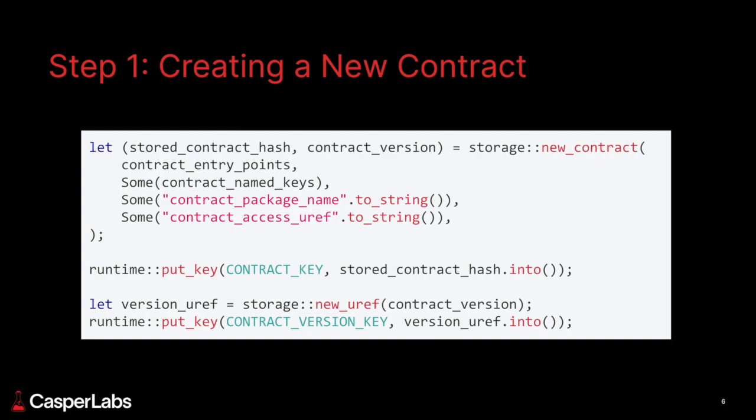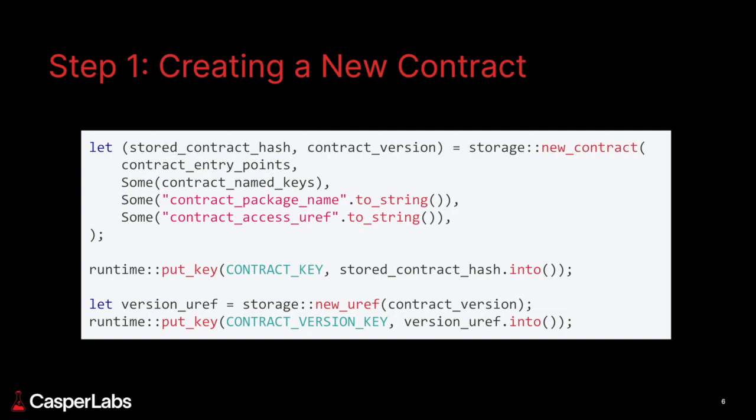This is a custom string of your own choosing that you will later reference when interacting with the package. By providing a name for the access uref, you are telling the helper method new contract that you want to put the access uref in your named keys under the name you mentioned. The access uref will allow you to upgrade the contract later. Then we see the contract key is the hash of the contract. We also store the latest version under contract version key in global state.